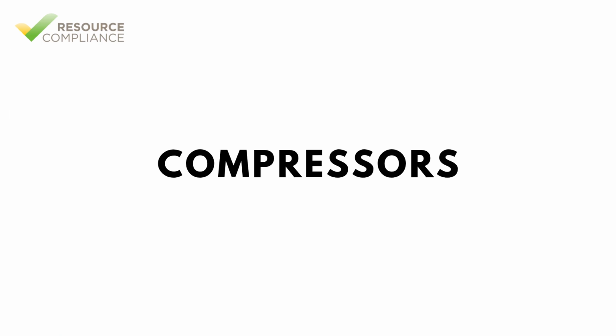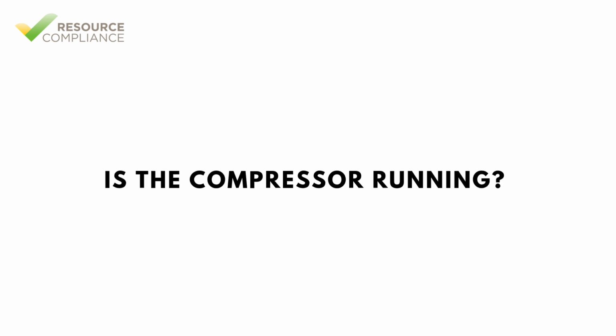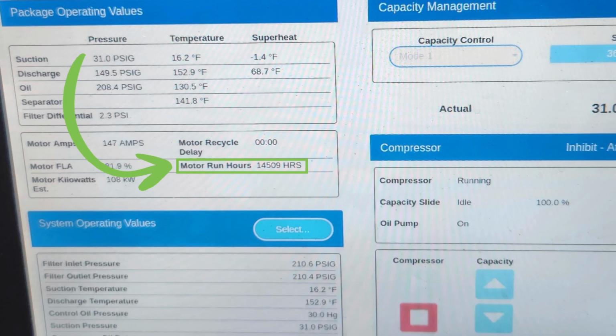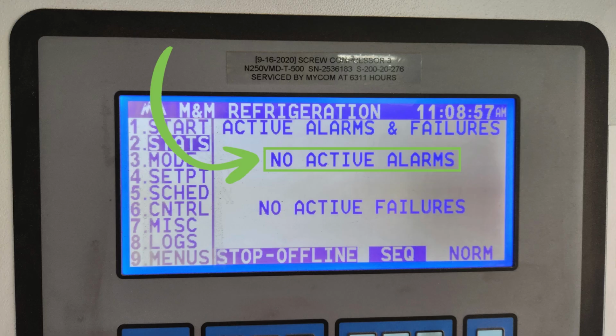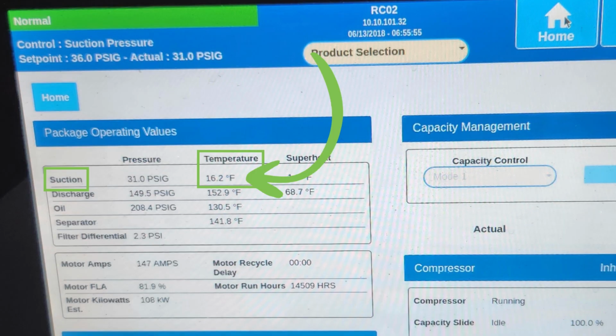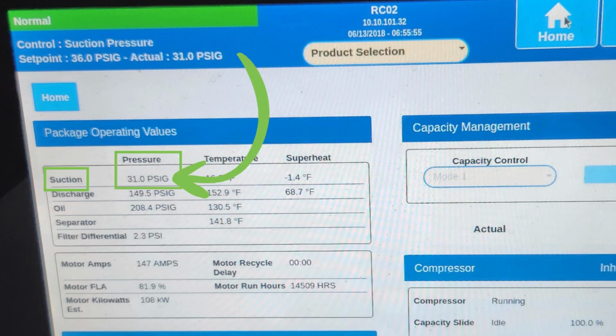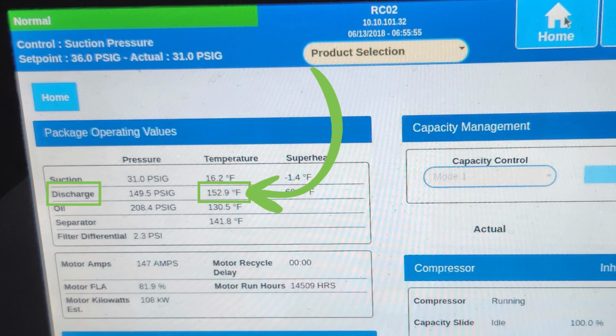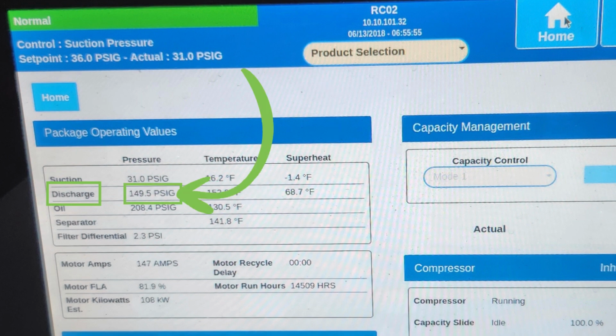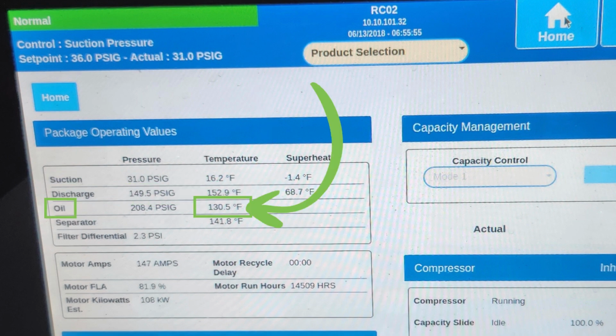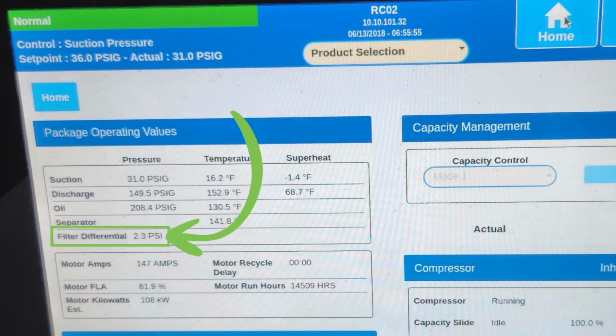Compressors typically have the most parameters that are tracked. Here are some of the common examples. Is the compressor running? What is the runtime? Is the oil level adequate? Are there active alarms? What is the suction temperature? What is the suction pressure? What is the discharge temperature? What is the discharge pressure? What is the oil temperature? What is the oil pressure? What is the oil filter differential pressure?